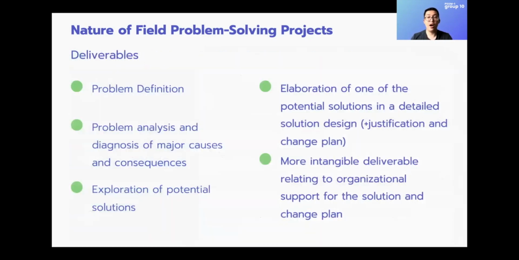On the side of the client organizations, they expect to see the following deliverables. The last two deliverables are the key ones that the client will consider. They are the elaboration of one of the potential solutions in the detailed solution design, plus a justification and change plan, and the more intangible deliverable relating to the organizational support for the solution and the change plan. They are the main factor to drive the change in the learning process of the organizations.